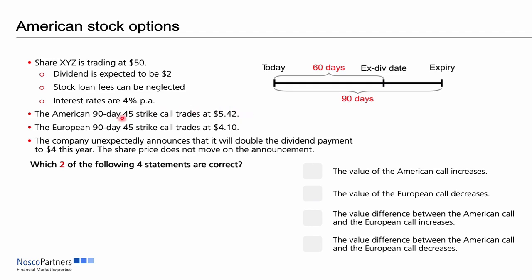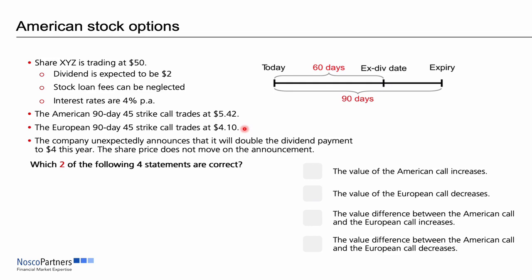Now let's look at the 45 strike call, but the European version. This one only trades at $4.10. So this actually trades below parity to spot. Can this be? Of course this can be. A European option doesn't care about parity to spot. A European option focuses more on parity value, that means the parity to the forward.